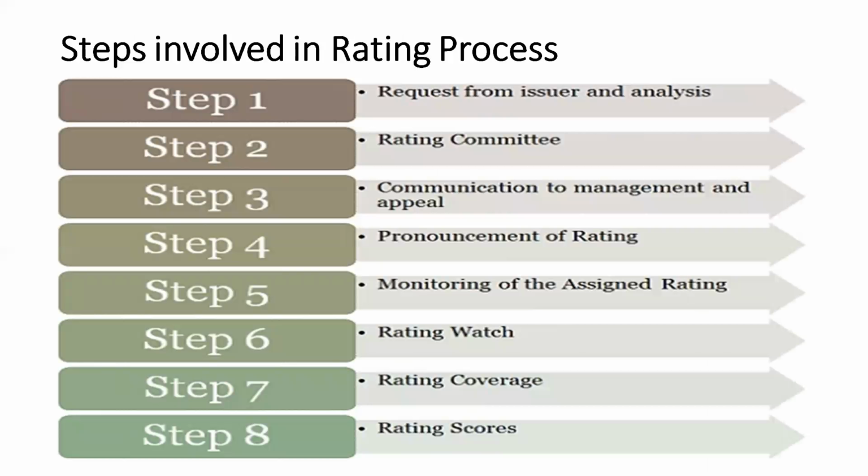So the next part is the steps involved in the rating process. What are the various steps involved in the rating process? The rating process involves eight different steps. One is the request from the issuing company. Any company which wants to rate its bonds or debentures or its financial instruments will apply to a rating agency. It makes an application to the rating agency, and the agreement happens between the rating agency and the issuing company.